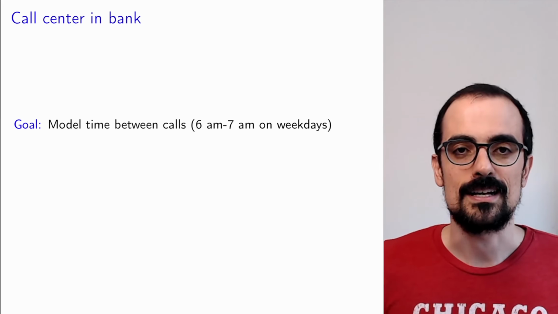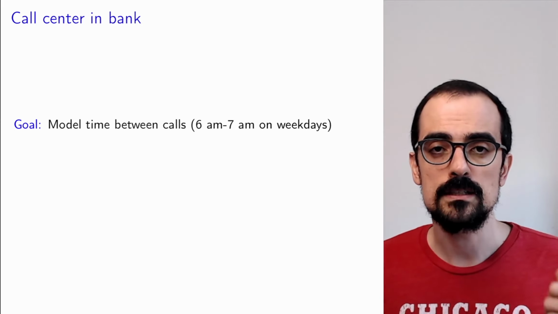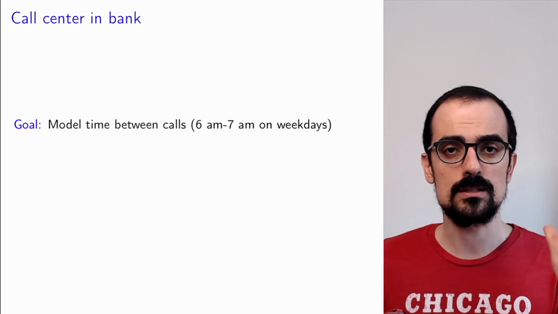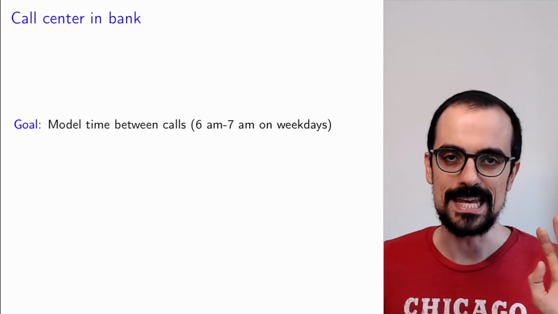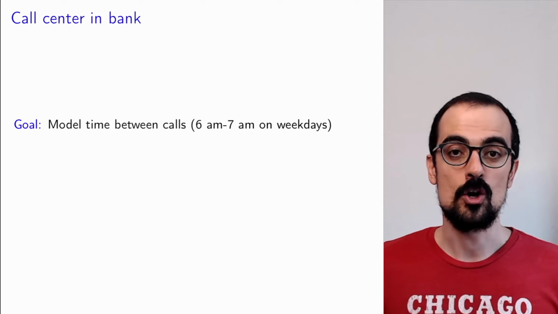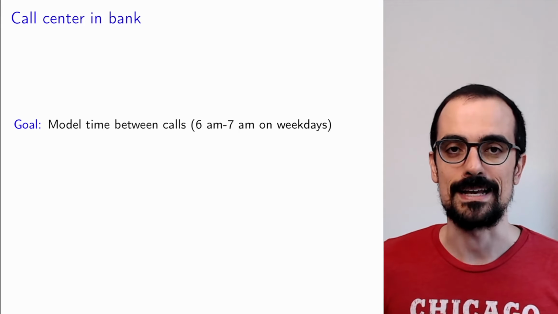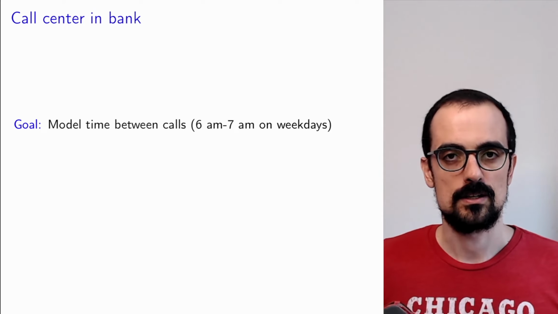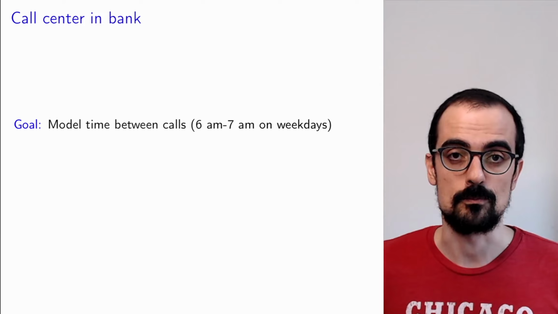Excellent. So now let's apply this to some data. Exponential distributions are often used to model time of arrival. So the time at which a call arrives, or an email arrives, or an earthquake arrives, or a particle decays, or there's a neural spike in a neuron. For all of these cases, exponential distributions are used in practice.